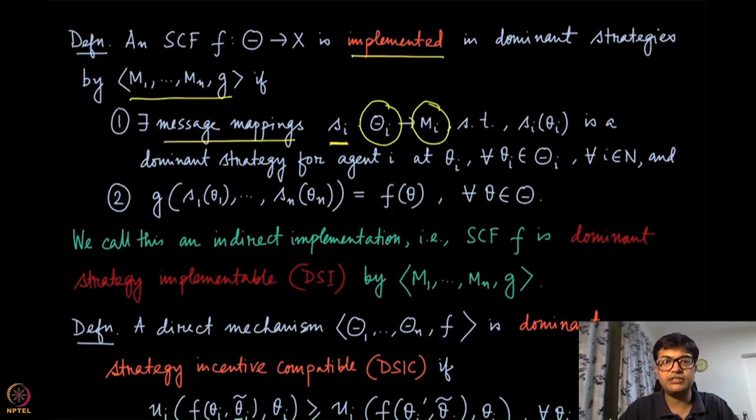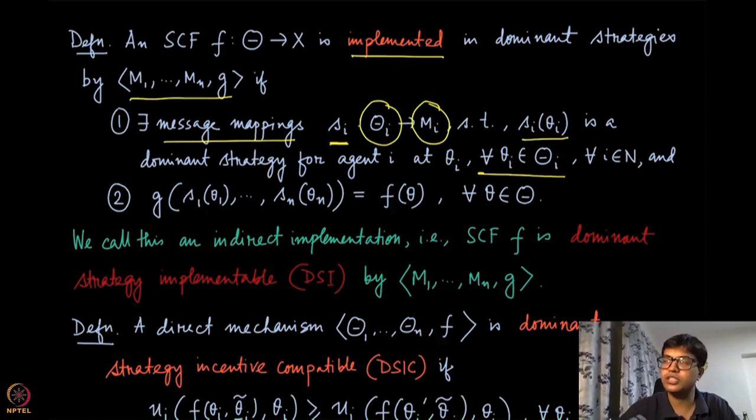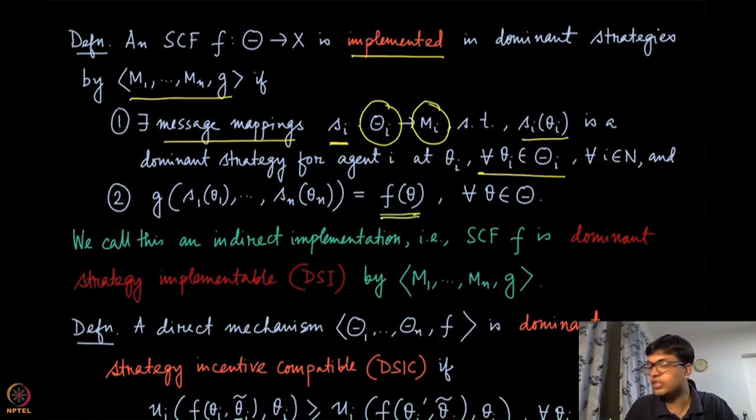And if that is your strategy, so there exist such strategies such that this Si(theta I) is a dominant strategy for agent I at that theta I, and this should hold for all theta I in capital Theta and for all players. So you can expand out what we mean by this dominant strategy. Si(theta I) is essentially a dominant strategy for that player I. What it means is that this weakly dominant strategy, as we have said, is the most predictable outcome. So you are expected to choose those Si(theta I)'s in a weakly dominant strategy equilibrium. And the second condition says that in that equilibrium, you actually implement the objective that you wanted to satisfy.